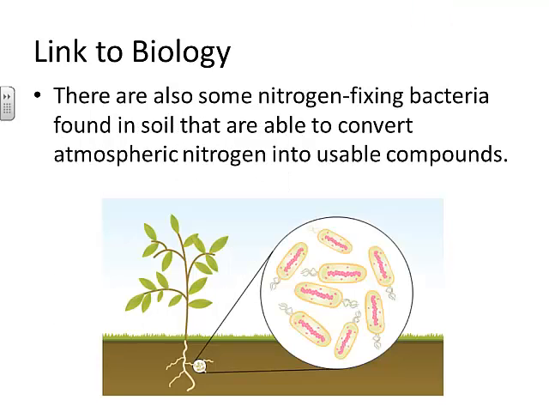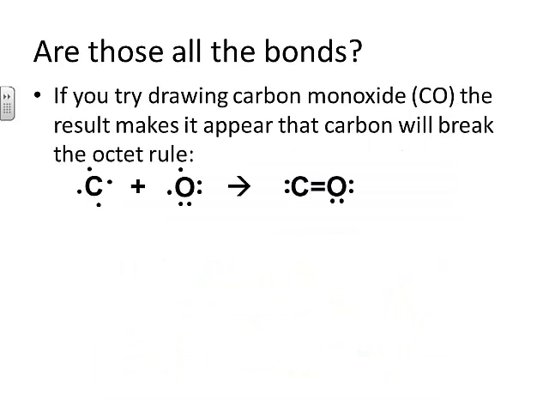There are also some nitrogen-fixing bacteria found in soil that are able to convert atmospheric nitrogen into usable compounds, but it's not something that's easy to do on its own. So it takes high-energy environments like lightning exposure or a biological environment where those bacteria contain enzymes and such that give it the ability to do nitrogen fixation.